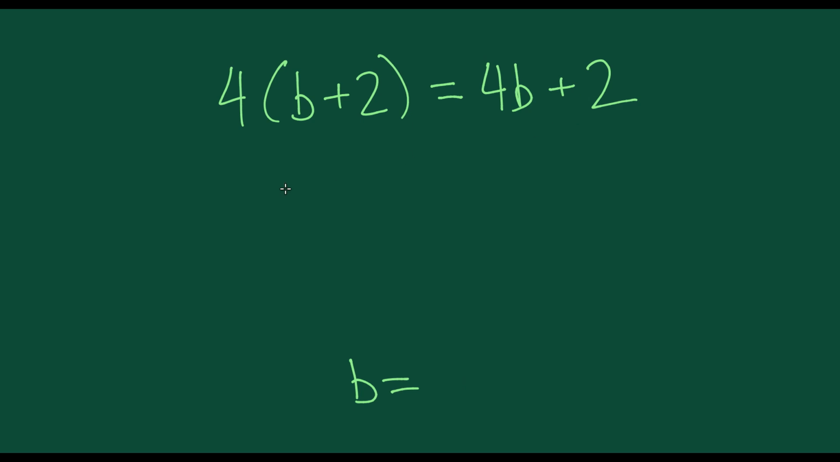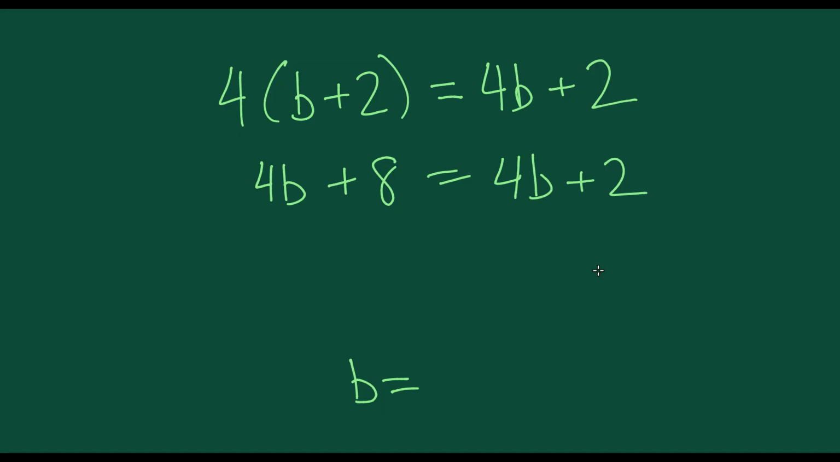Okay, so first up, let's distribute this 4 into the parentheses. 4 times b is 4b. 4 times a positive 2 is positive 8. So we have 4b + 8 = 4b + 2.